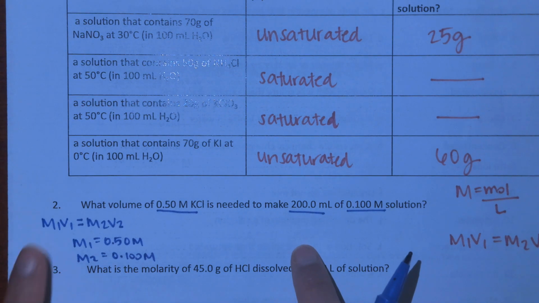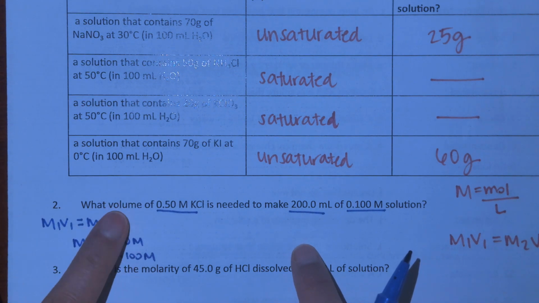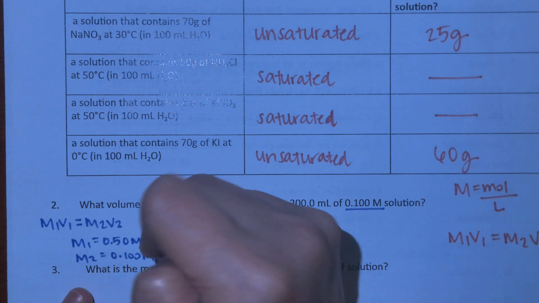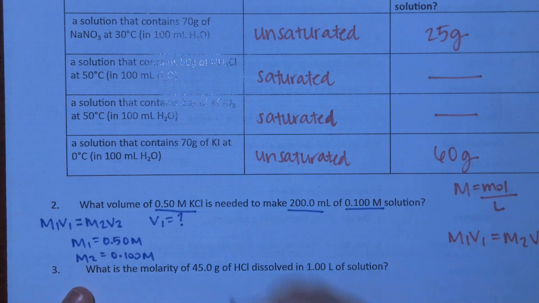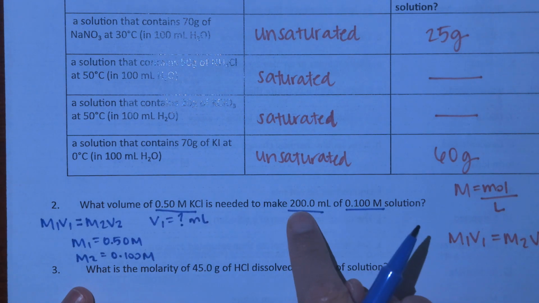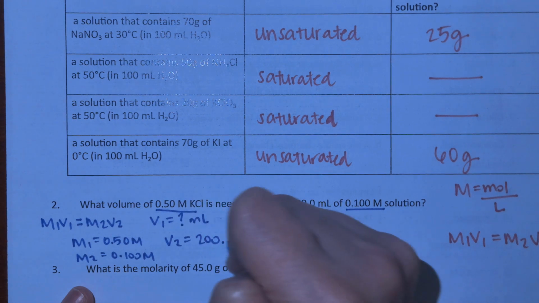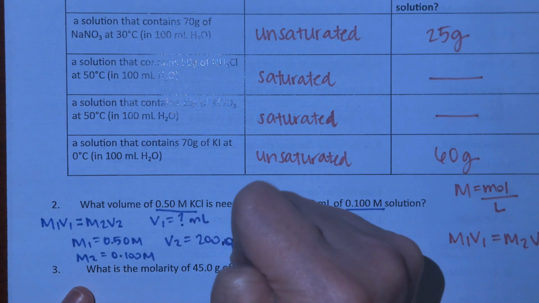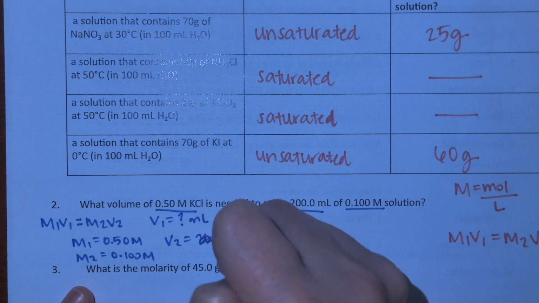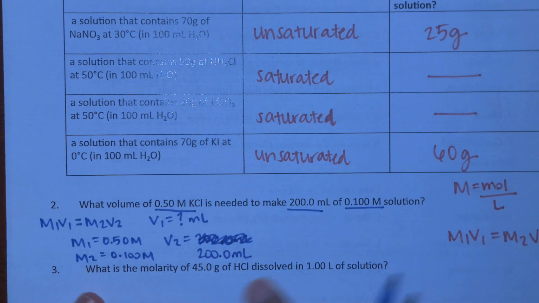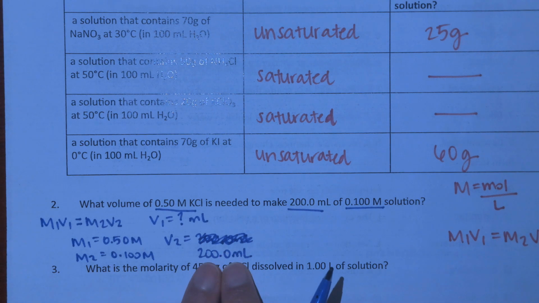And then you have your V1 versus V2. So whenever it says what volume is needed, like how much volume you need to add, that is always V1. So V1 is your unknown. And since your V2 is in milliliters, you can keep it in milliliters, as long as your units match. You can convert it to liters if you want to, and then your final answer would be in liters, but as long as it stays the same, it doesn't matter to me.